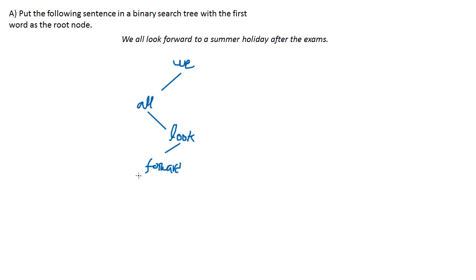We all look forward. So let's cross the words that we use, so it's easier to read. Now the next word is "to". "To" is less than "we", greater than "all", and greater than "look", so it goes to that side there. Then we have "a". "A" by itself is like having a 0 next to it, so it's less than "all". We put the A there.